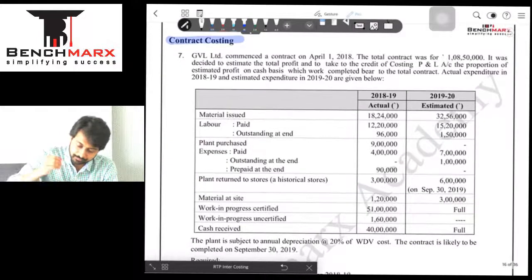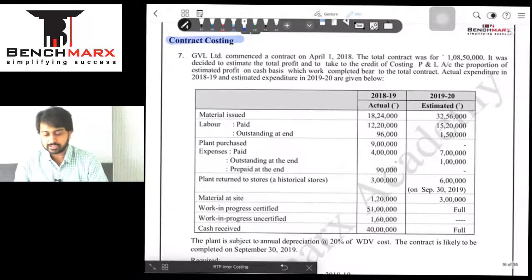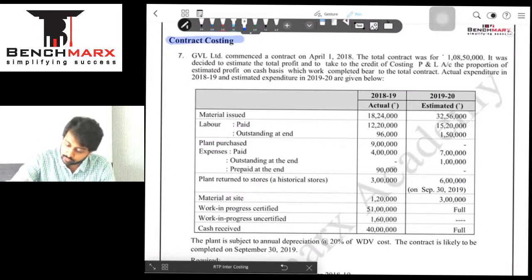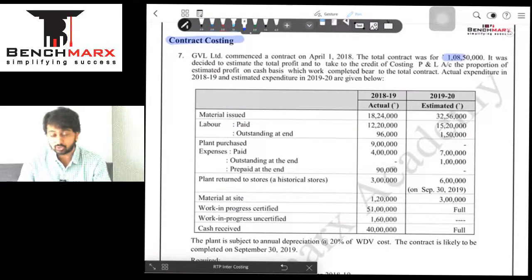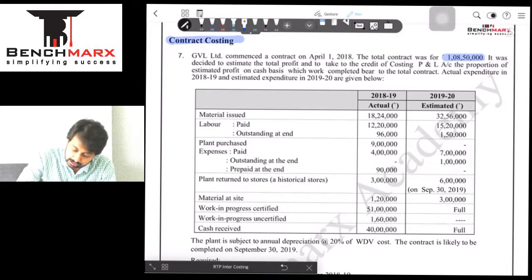Now, a company commenced a contract on 1st April 18. The total contract was for 1,08,50,000. ये अपना है पूरा contract price. ठीक है. It was decided to estimate the total profit and to take to the credit of costing P&L that proportion of the profit on cash basis which work completed bear to total contract. Now तुम बोलोगे ये क्या है?